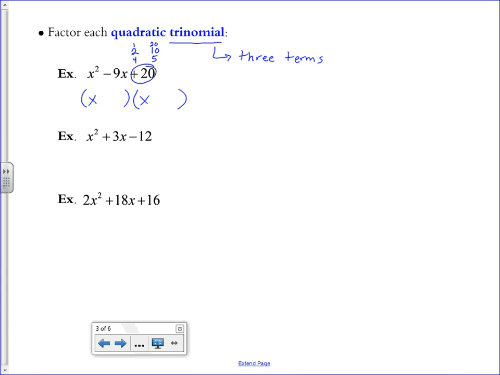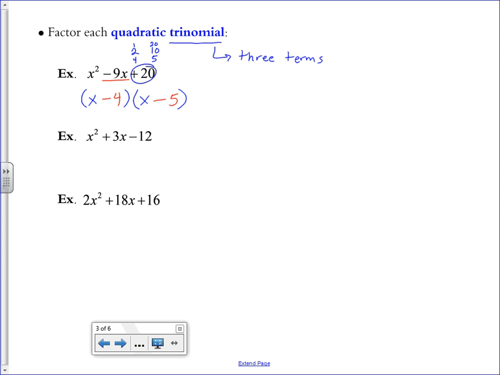How do I decide which pair of constants to put into the parentheses? That's when I look at the middle term. When I add the two numbers together, they must equal b, the coefficient there. They have to equal negative 9 when I add them together. So I can see that 1 and 20 is never going to add up to negative 9. 2 and 10 is never going to add up to negative 9. 4 and 5, however, will add up to negative 9 if they're both negative. So I'm going to fill in the negative 4 and the negative 5.